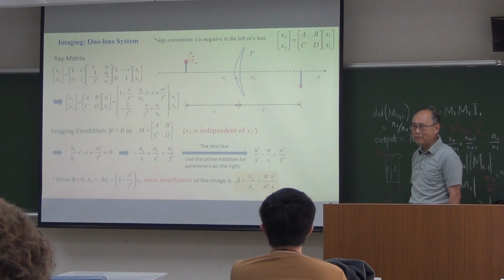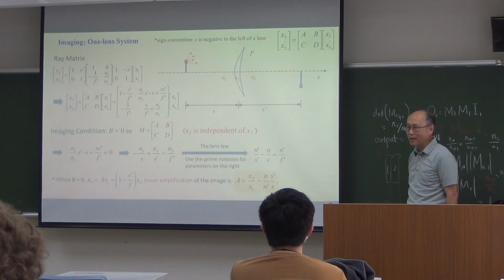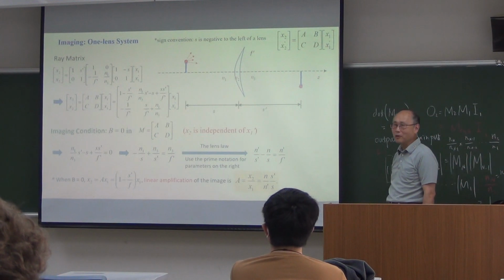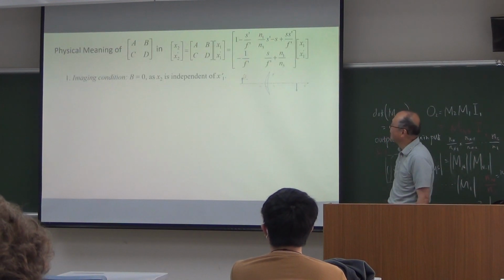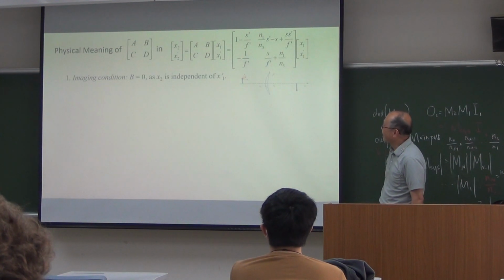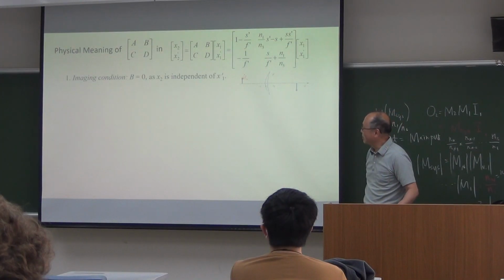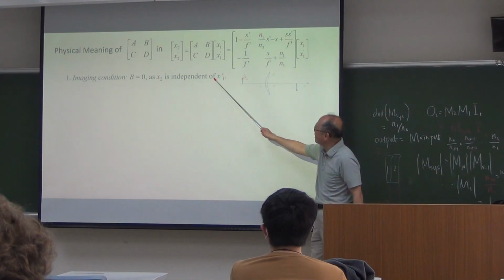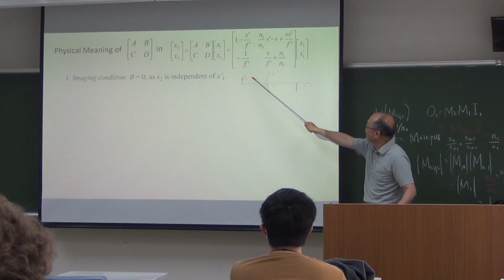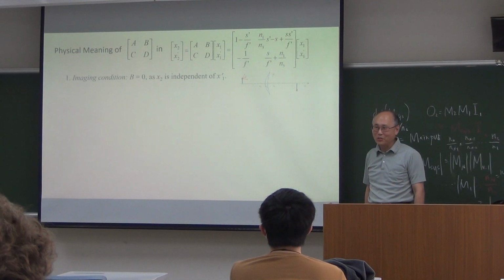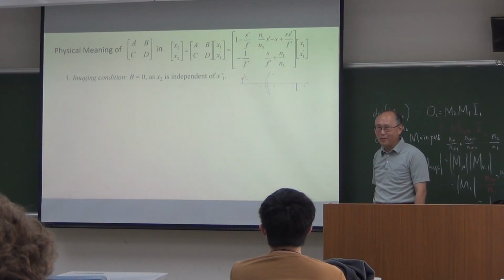Every element has a physical meaning, and the important thing is that you understand the physical meaning, and then you know how to design your optical system. So we went through this again, and then we summarize here. B is the image condition, and I put this cartoon here for you to understand why B equal to 0 is the image condition.